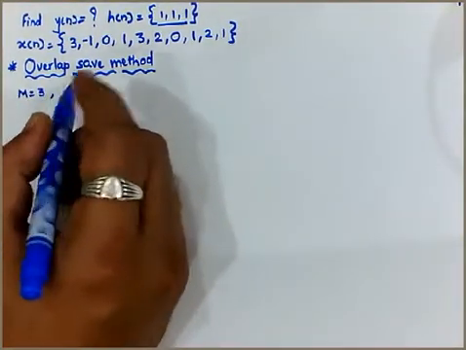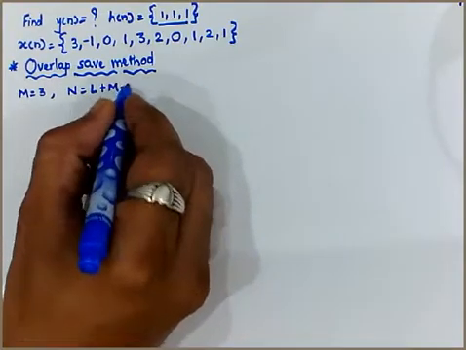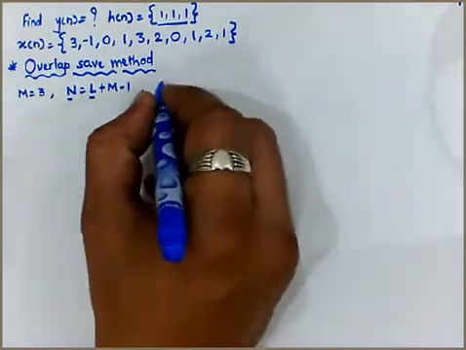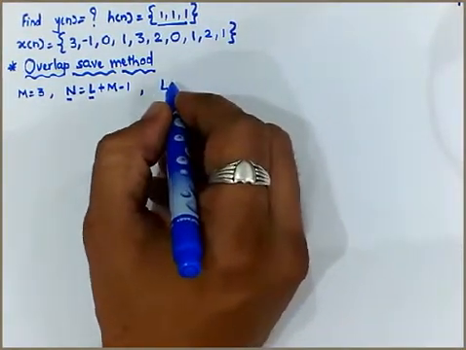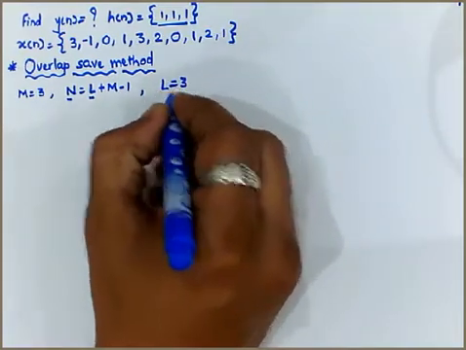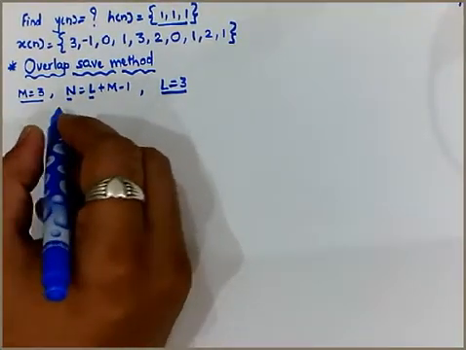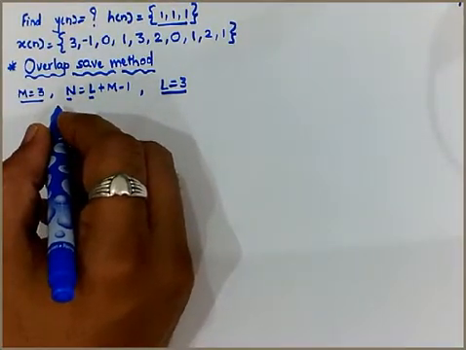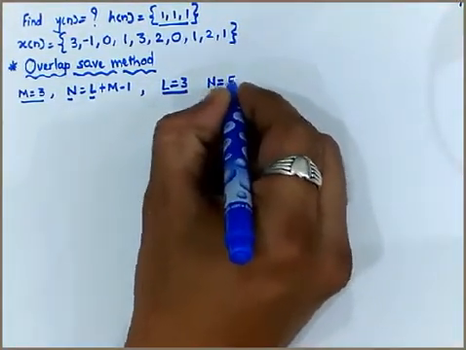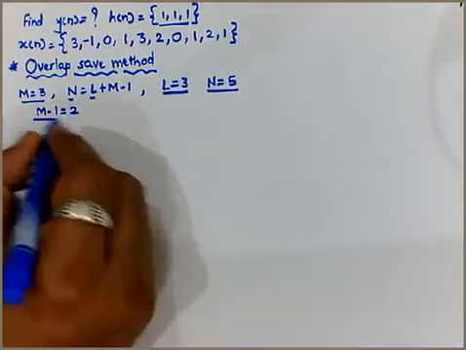We need to decide the value of N is equal to L plus M minus 1. So N and L, these are the unknown quantities. Normally we need to take L greater than or equal to M. Let's say right now we are assuming that L is 3 and M is also 3. So the value of N which we will get is nothing but 5. It means obviously M minus 1 is equal to 2.